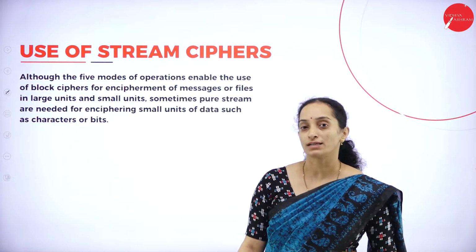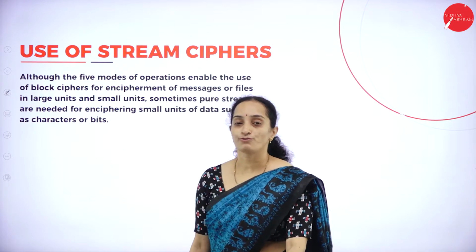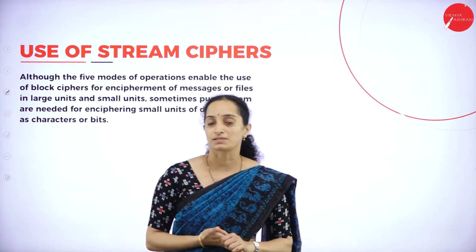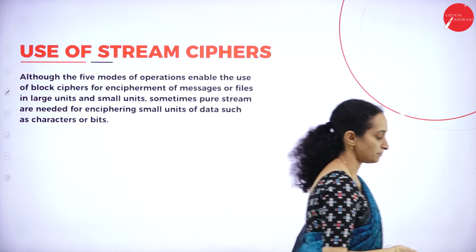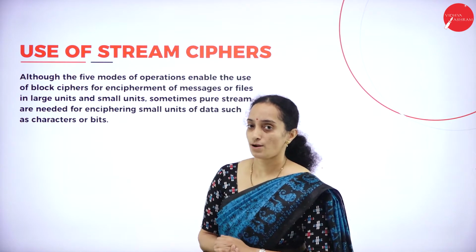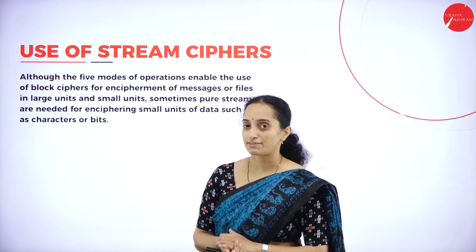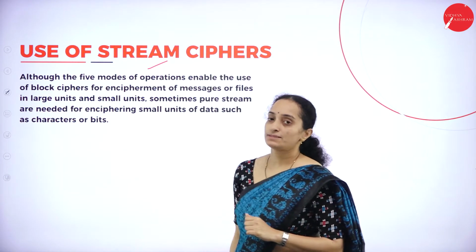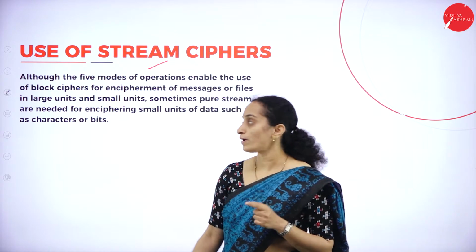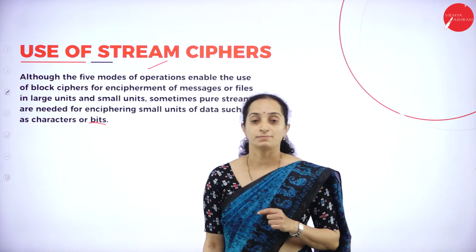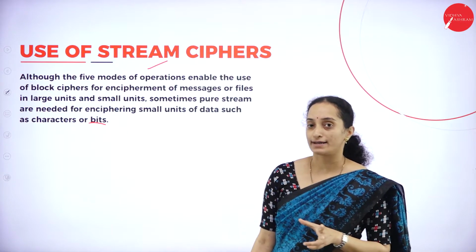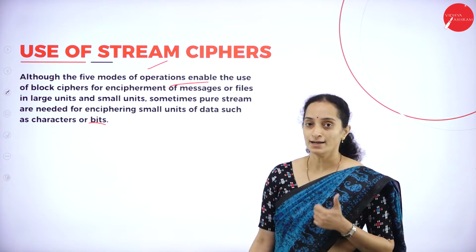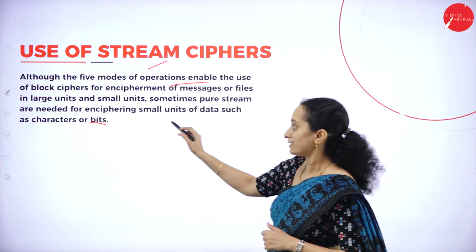Now let's move on to the next thing, that is the use of the stream ciphers. How do we use the stream ciphers for encryption as well as decryption? Let's start the concept of use of stream ciphers. Where do we use the stream ciphers? The use of stream ciphers is needed when you have the need of transmission of a small set of characters or bits. So there are 5 modes of operation in the block type of mode, isn't it?